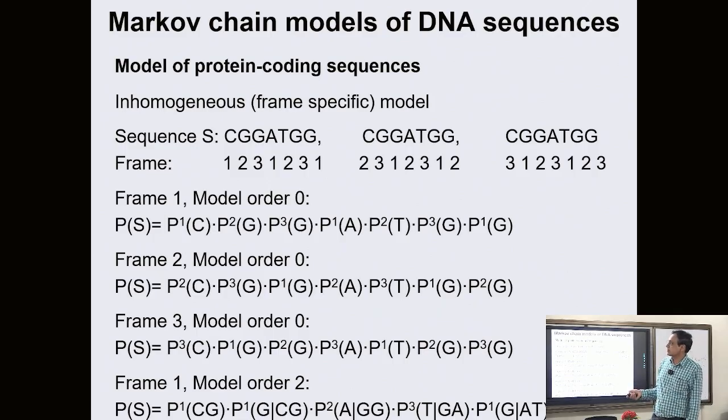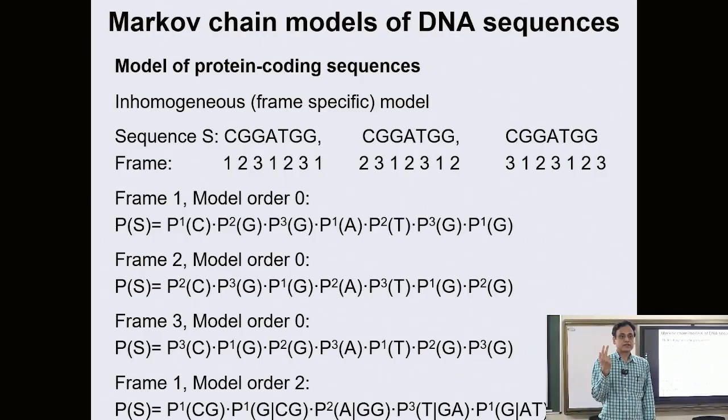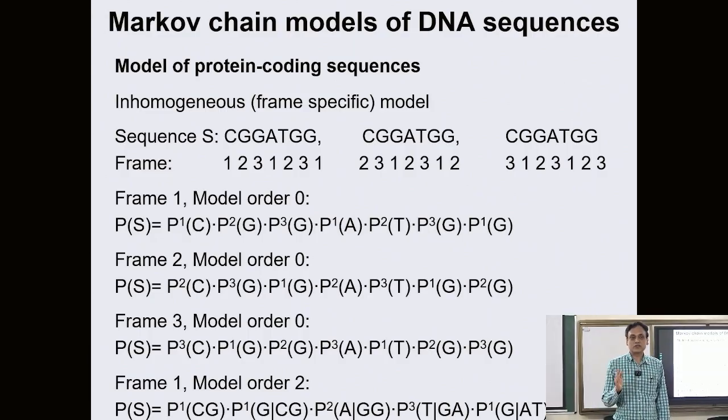And then let's consider the probability of this sequence, the frame 1 sequence, under a Markov chain model of order 2. That means two previous bases. So you are basically considering trinucleotides, right? The 2 previous and the next one, trinucleotides. And because of that reason, you have to keep track of the frame.